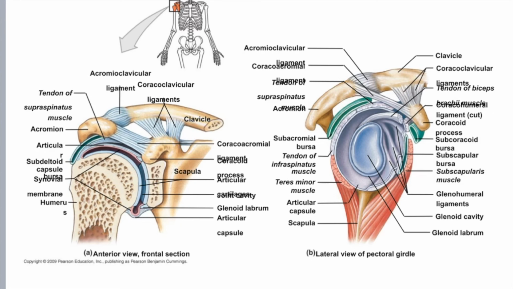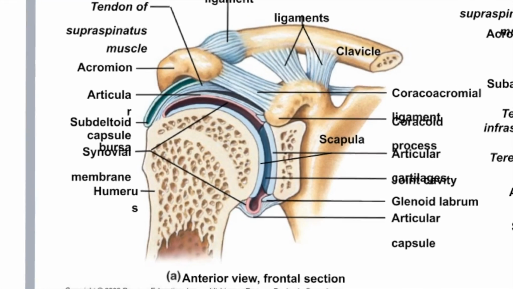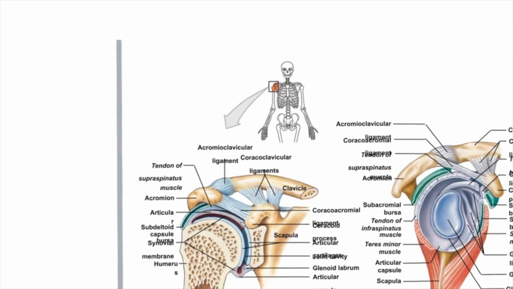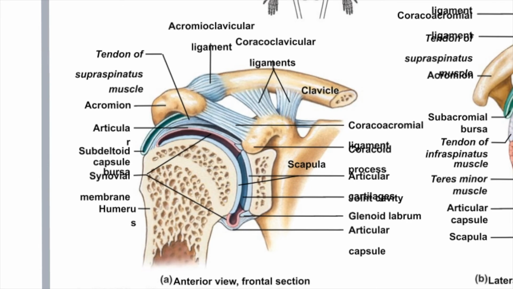This is a diagram that might be on your lab exam. If we look at the bones, we're looking at ligaments, so we want to know where the bones are. We have the clavicle, and this is the acromion process out here. The scapula has the acromion. So we've got the acromial end of the clavicle and the acromion, which is part of the scapula.